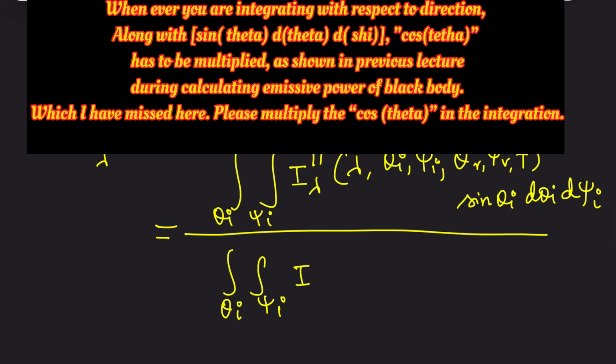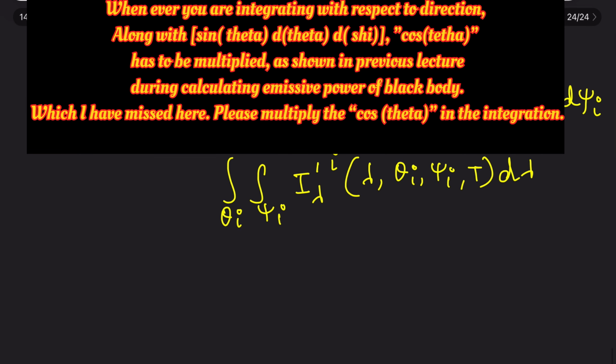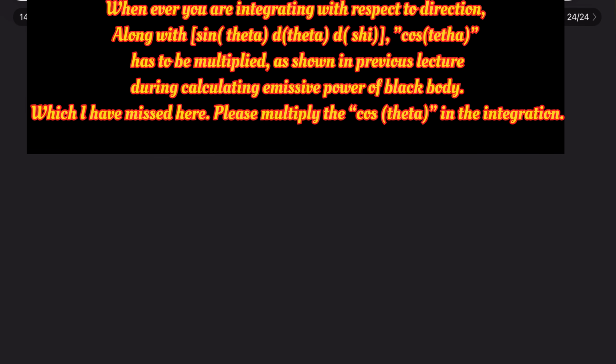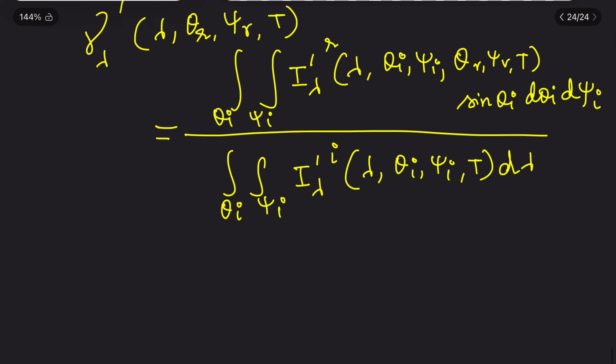So this was the reflected, and this is only having one direction. I incoming lambda theta I psi I t d lambda. Clear? Now, sorry, not d lambda, what I have written is actually d sigma, and d sigma is sin theta I d theta I d psi I.